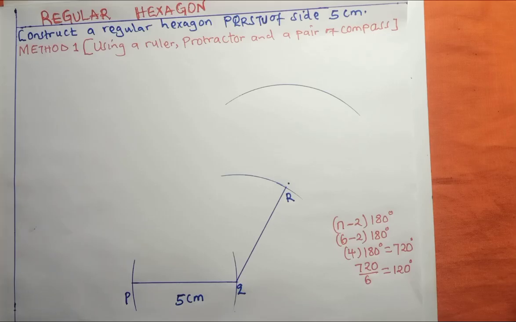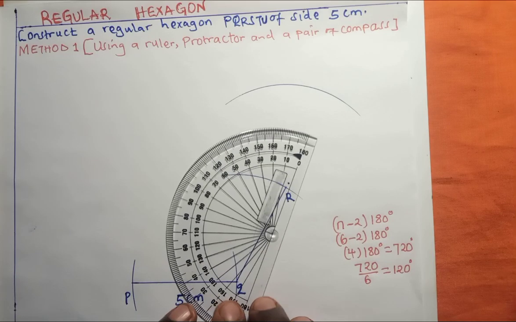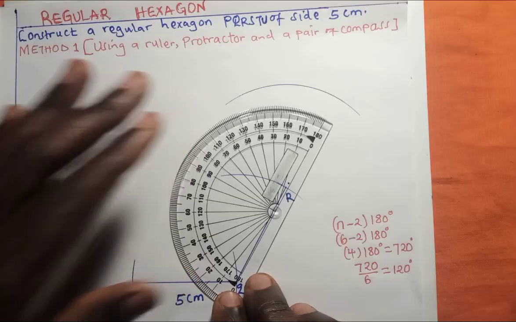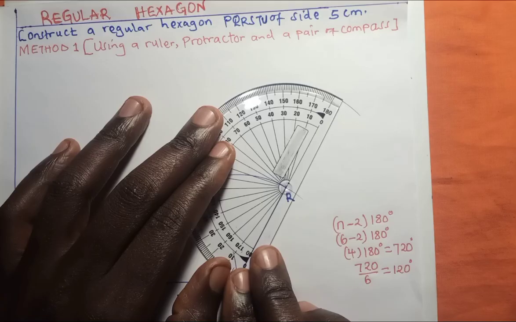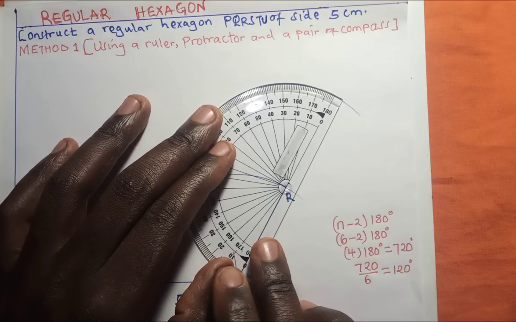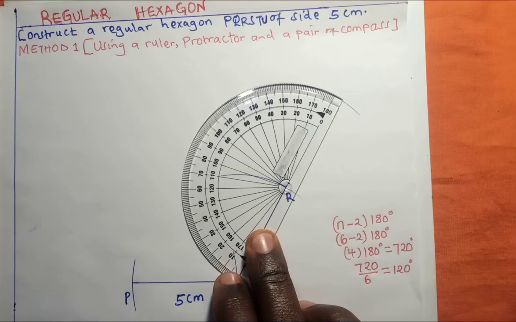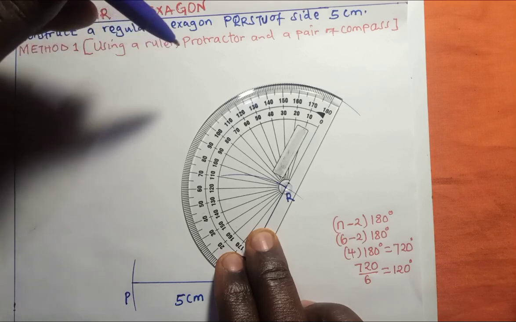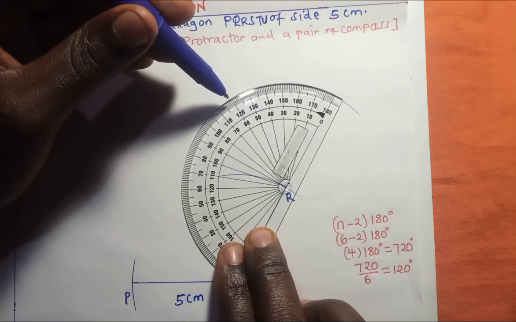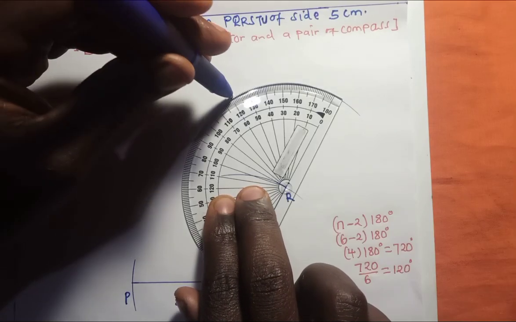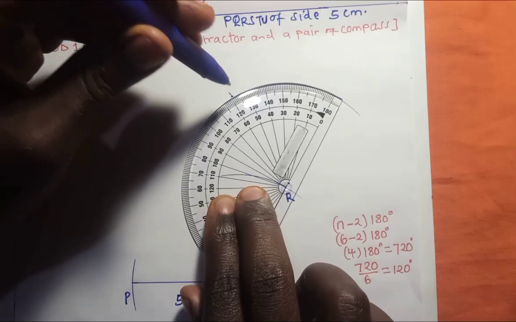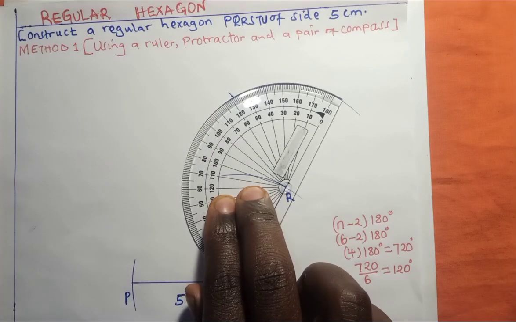So the next thing is to stand at point R and align our protractor on this line. Make sure that the 90 is exactly at point R, and then we measure 120 degrees the same way we did. The 120 degrees we are going to use is this one. Remember, we are using the outer scale. So this is where we have 120 degrees.